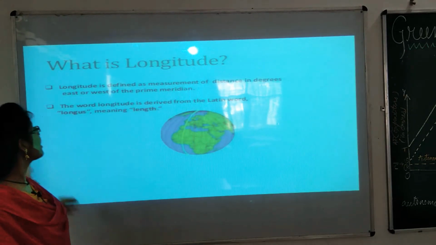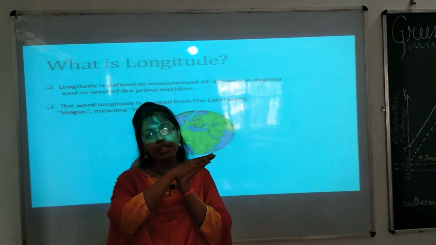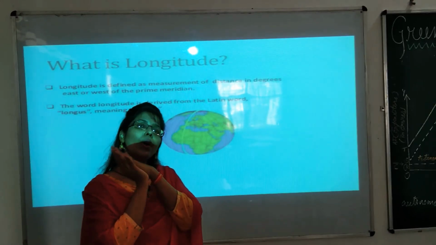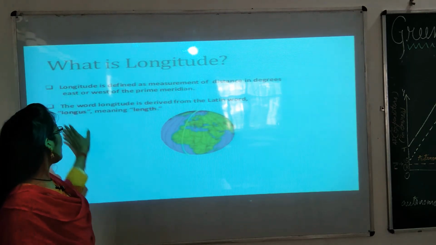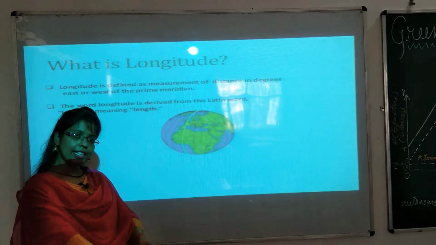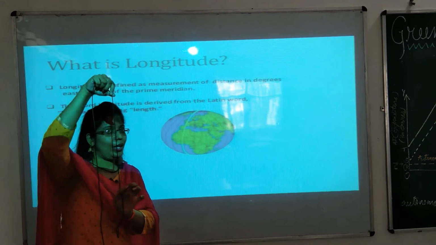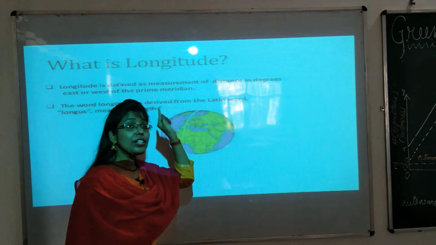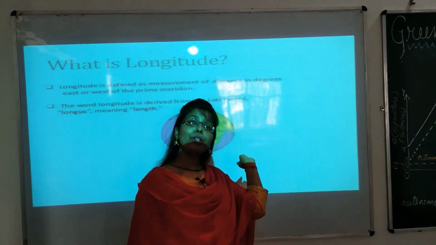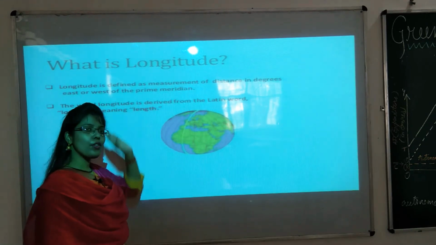Now what next? Longitude. Now you will learn about longitude. You learned about latitude. Now longitude. As I told you, longitude is derived from the word longus, which means length. This is a vertical line, a standing line. Longitude is defined as a measurement of distance in degrees. We have seen measurement of distance in degrees towards north and south. Here it is east or west.